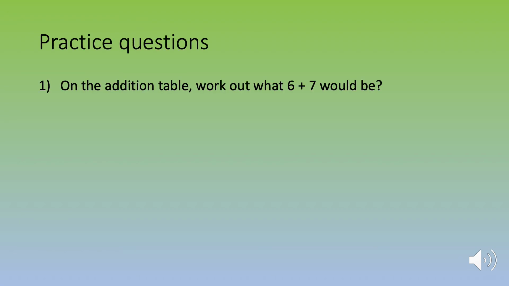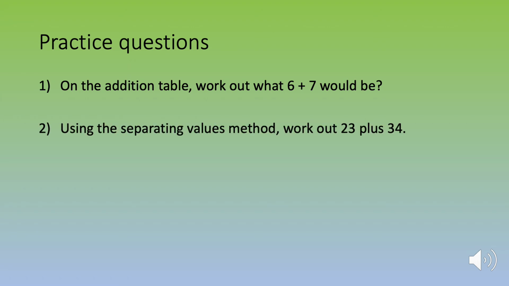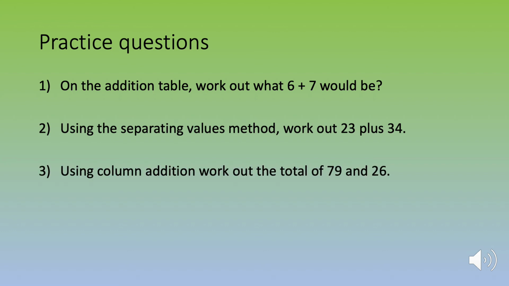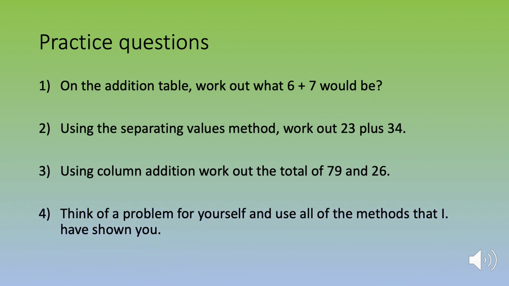Okay, now it's your turn. The practice questions. On the addition table, work out 6 and 7. Using the separating values method, work out 23 plus 34. Using column addition, work out the total of 79 and 26. Think of a problem for yourself and use all of the methods that I have shown you.